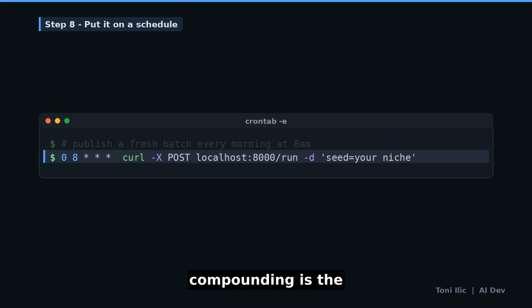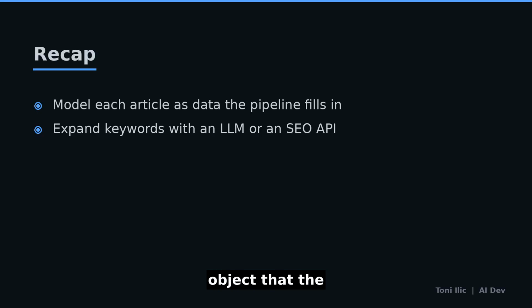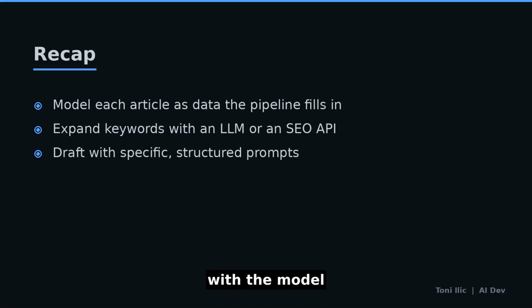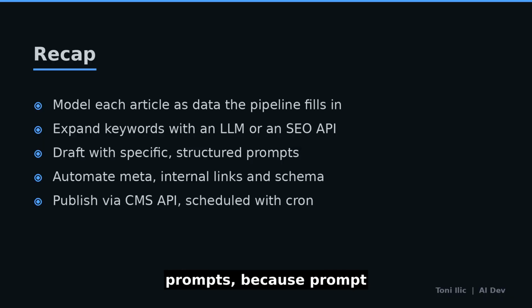You model each article as a data object that the pipeline gradually fills in. You expand a seed topic into long-tail keywords, with the model now in an SEO API. Later, you draft with specific, structured prompts, because prompt quality is everything. You automate the on-page SEO, the meta descriptions, internal links, and schema, and you publish through your content system's API on a schedule.